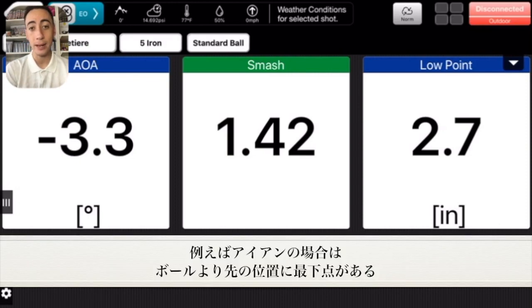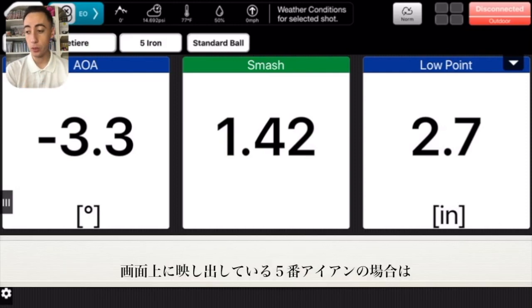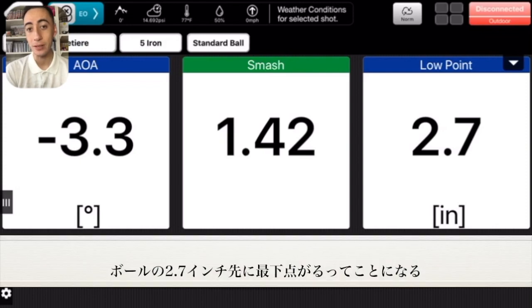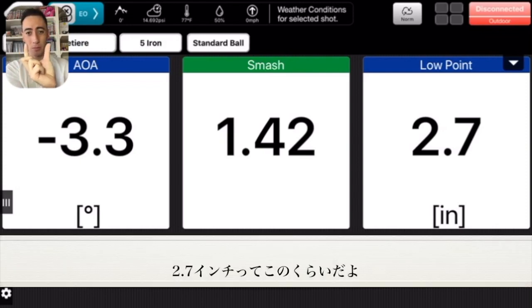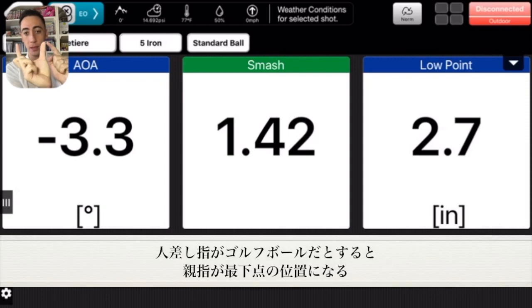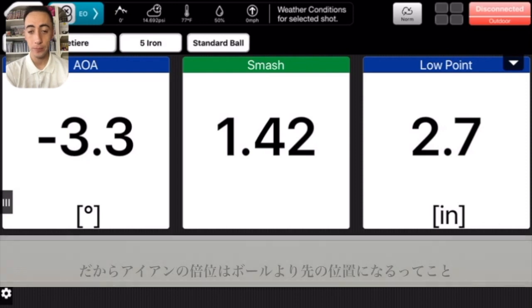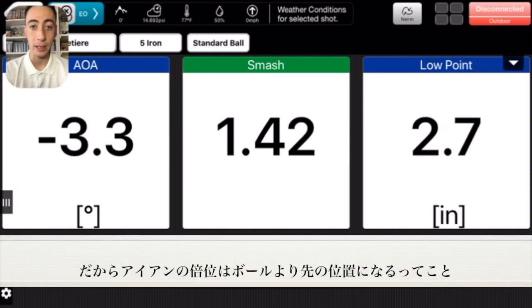Typically with irons, you want to have a low point ahead of the golf ball. In this particular case with the 5-iron here, this player was 2.7 inches ahead of the golf ball at low point. That's maybe roughly somewhere right around here. So the sweet spot, this is the golf ball here, this is where the sweet spot reaches its lowest point. It's going to be ahead of the golf ball with irons.